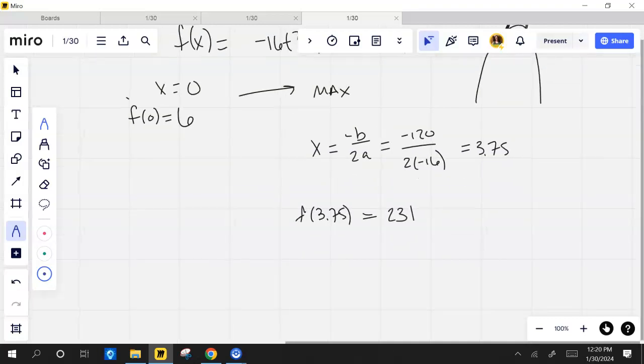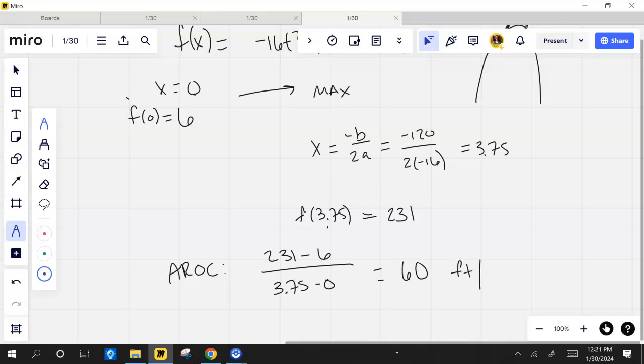And so now I'm doing AROC from 0 to 3.75. So 231 minus 6 over 3.75 minus 0. What are my units? Feet per second.